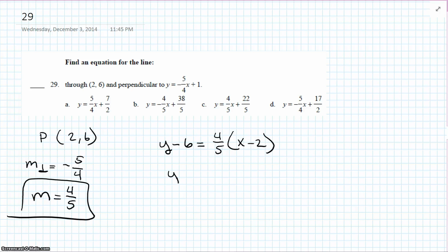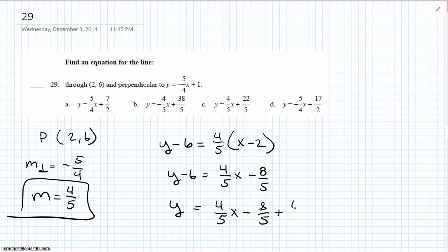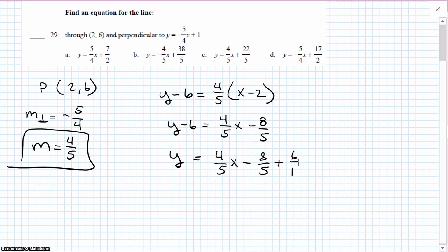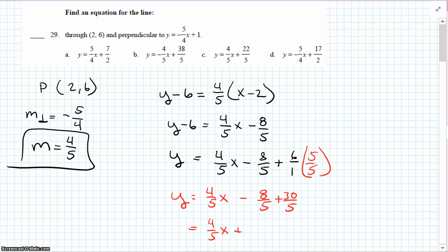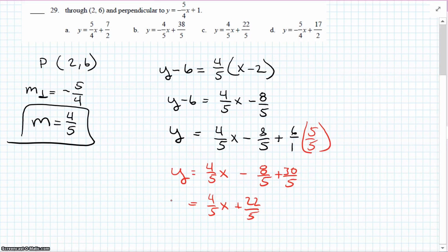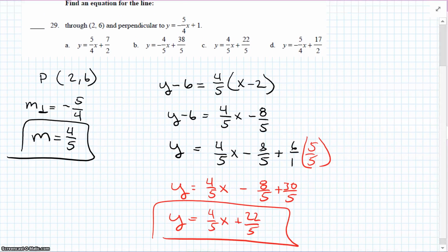So let's distribute everything. So y minus 6 equals 4/5 x minus 8 over 5. So we're going to add 6 to each side. So it's going to be y equals 4 over 5 x minus 8 over 5 plus 6. We'll put it over 1. So what do I need to do to this 6 to get a denominator of 5? I need to multiply the top and bottom by 5. So I can say y equals 4/5 x minus 8 over 5 plus 30 over 5, which would be 4 over 5 x plus 22 over 5. So my answer would be, it looks like C.